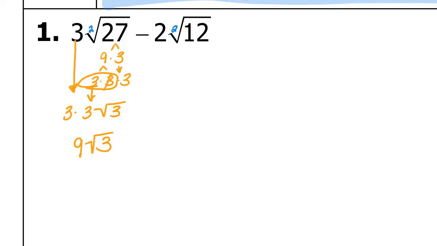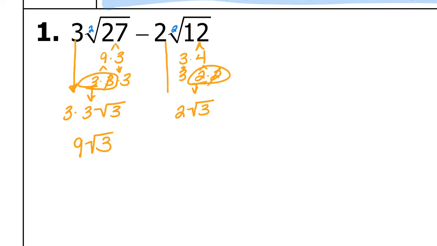I'm going to do the same thing for the 12. So the 12 breaks down into 3 times 4, and 4 breaks down into 2 times 2. Since I'm looking for twins, I'm going to be working with my set of 2's. One of the 2's escapes, the other one does not, and the 3 gets left behind. So the square root of 12 reduces down to 2 square roots of 3.